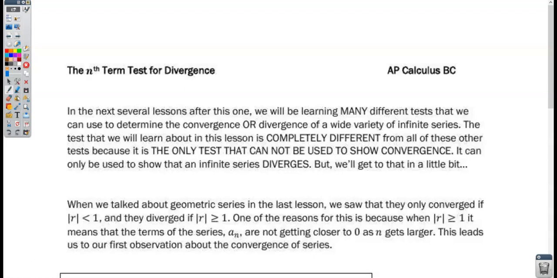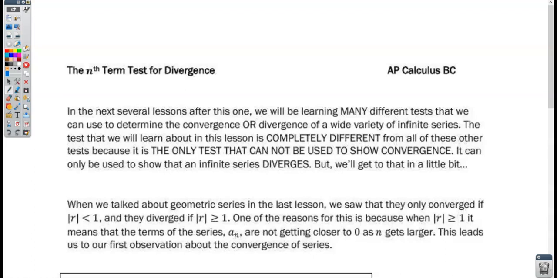For instance, in the last lesson we learned that geometric series converge if the absolute value of r is less than 1, and diverge if the absolute value of r is greater than 1. That test works really nicely for when we have a geometric series.